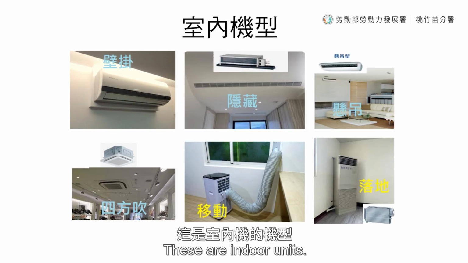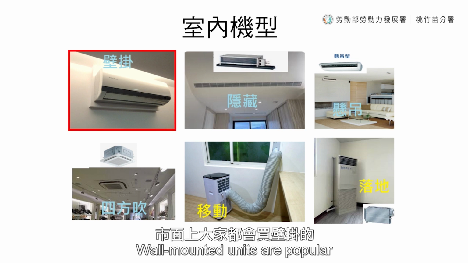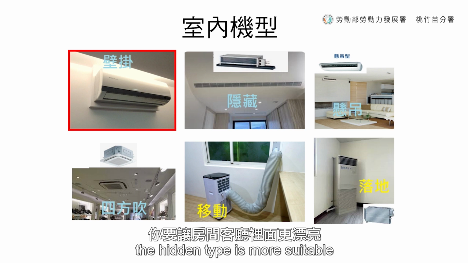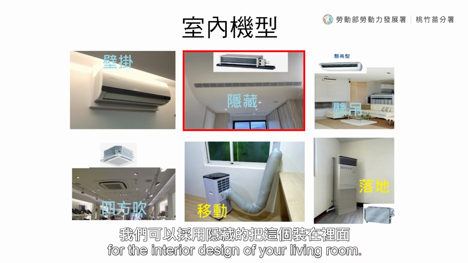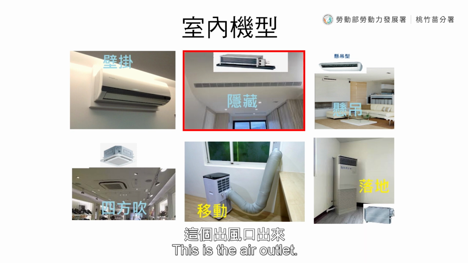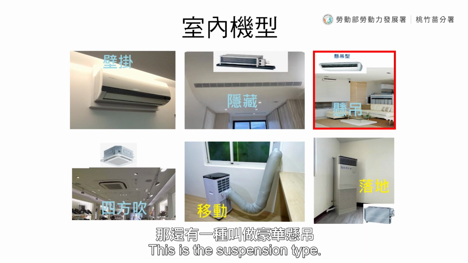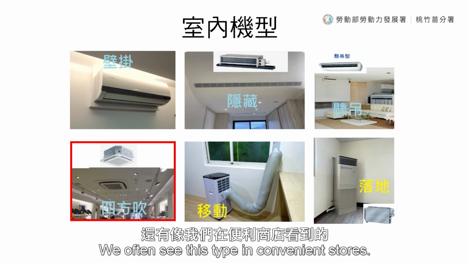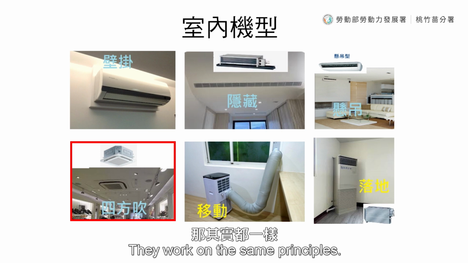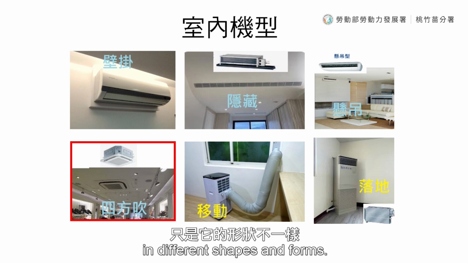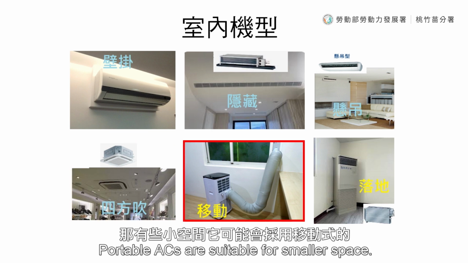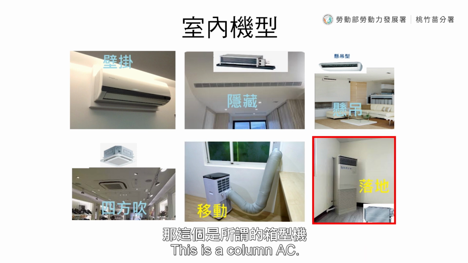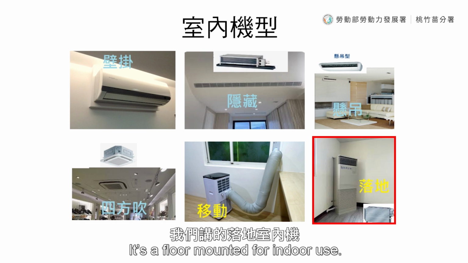These are indoor units. Wall-mounted units are popular and most common on the market. But sometimes, the hidden type is more suitable for the interior design of your living room. This is the air outlet. This is a suspension type. It's suspended here, much better looking. We often see this type in convenience stores. It's called ceiling cassette. They work on the same principles. They are all evaporators in different shapes and forms. Portable ACs are suitable for smaller space. They're portable, so some campers will use them. This is a column AC. It's a floor mounted for indoor use.